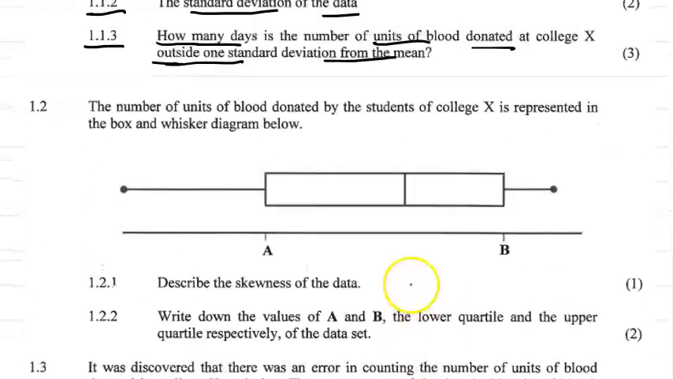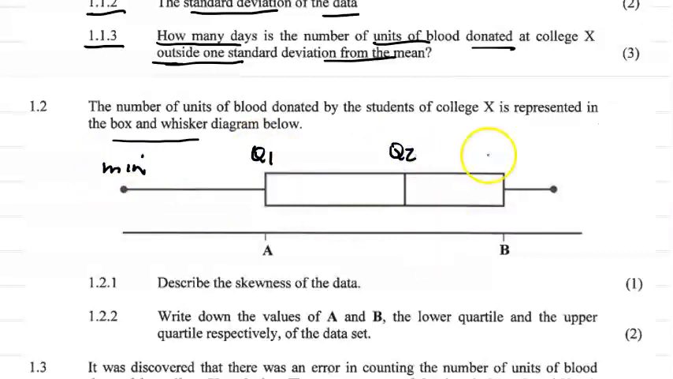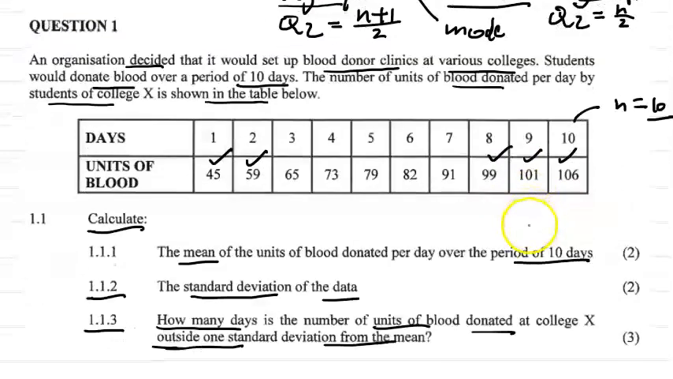Let's look at the next question. The number of units of blood donated by students of college X is represented in the box and whisker diagram below. Remember that the box and whisker diagram is a graphical representation of your 5-number summary. So that's your minimum, your first quartile Q1, your median Q2, your third quartile or upper quartile Q3, and your maximum value. Even if they asked us to draw this box and whisker plot, we could do it because we have all the information here.